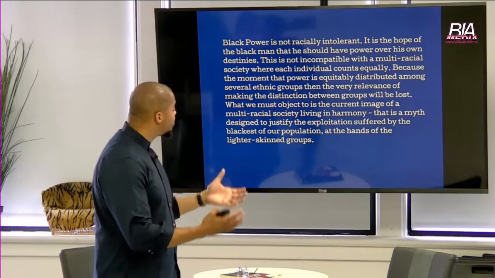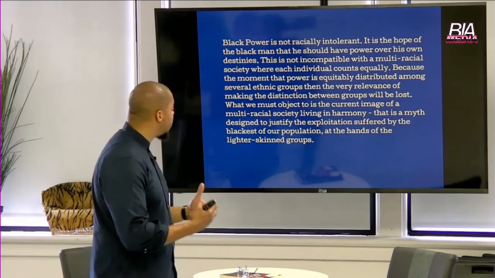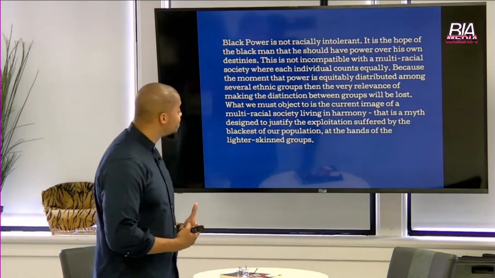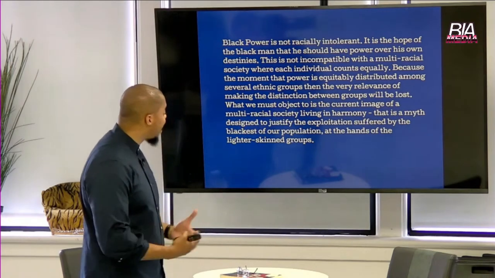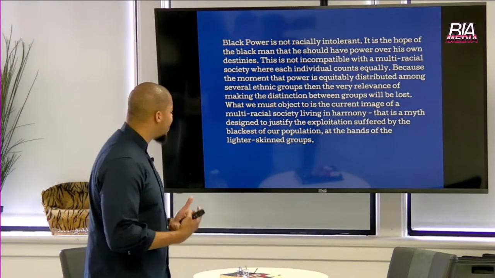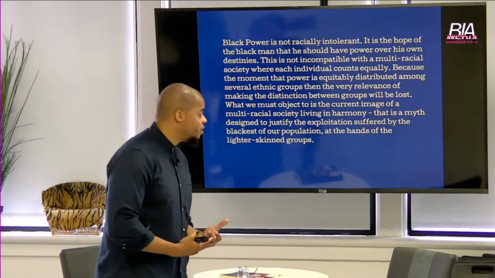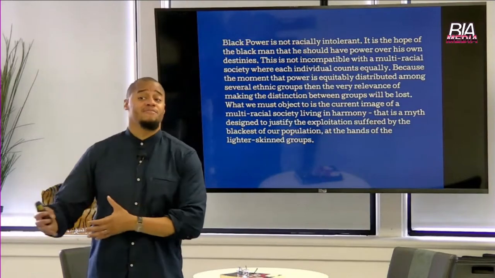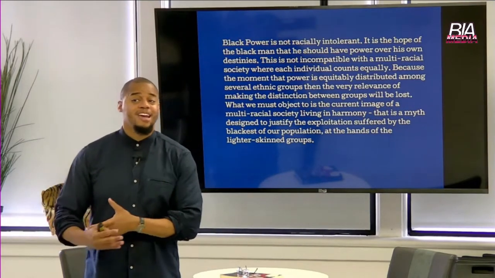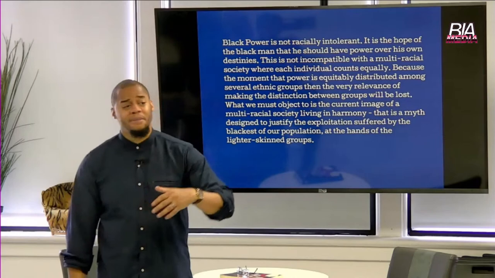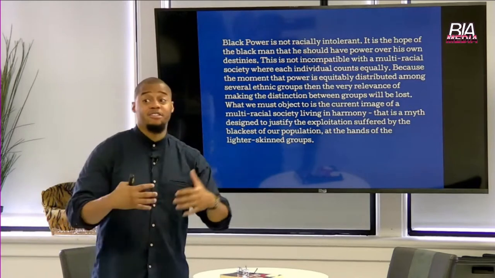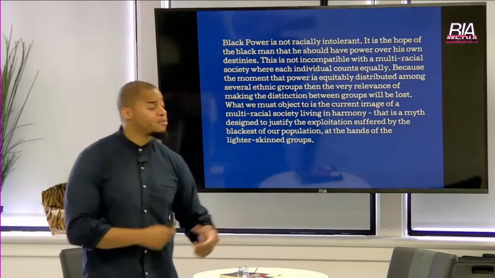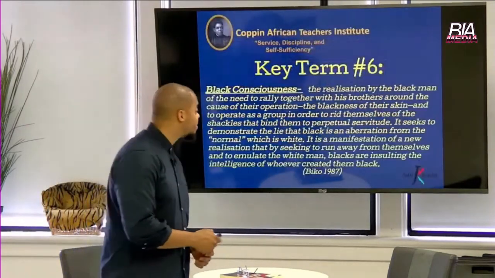What we must object to is the current image of a multiracial society living in harmony. That is a myth designed to justify the exploitation suffered by the blackest of our population at the hands of the lighter-skinned groups. So he's saying he wants true multiracialism, not what we have now, which is a myth of multiracial harmony. Because that's the first thing people put up. So you're talking about black power, but we're trying to all live together as one. Yeah, that's great, but you have to give up some power for that to happen. And this is what Rodney is telling us in this section.